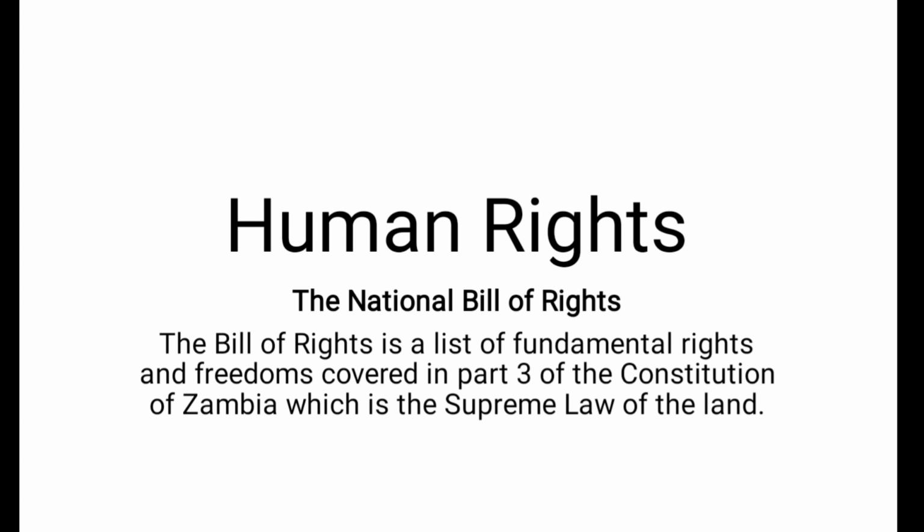To begin with, we should know that the Bill of Rights is a list of fundamental rights and freedoms that are covered in Part 3 of the Constitution of Zambia, right? And we all know that the Constitution of Zambia is the supreme law of the land, which means that all other laws are below the Constitution.